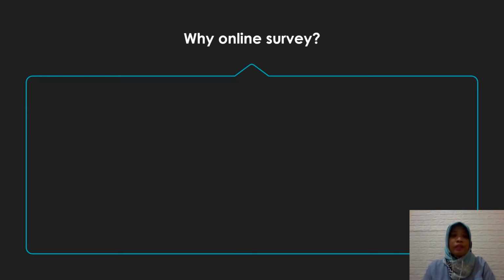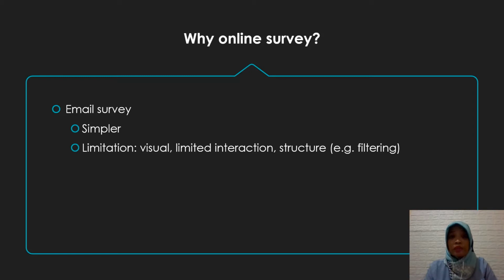So there are many ways of doing online survey. The first one, we can do it through email survey. So basically we are putting the survey in the body of the email, or maybe we can attach a document in the email. It's simpler. We can just copy paste the survey questions from a file into the body of the email.